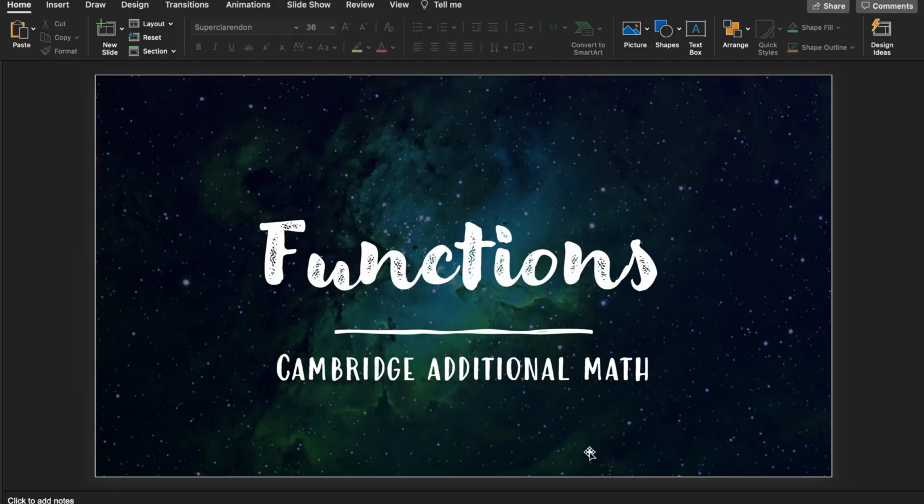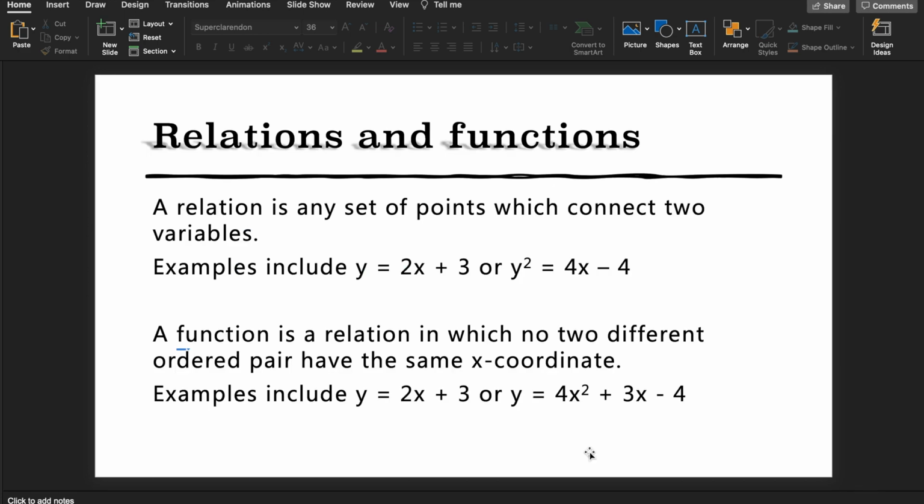Hi, today we're going to be doing functions from Additional Mathematics Chapter 2. To start off, we have to be able to differentiate between a relation and a function. A relation is any set of points which connect two variables, for example x and y. The examples include y = 2x + 3 or y² = 4x - 4.